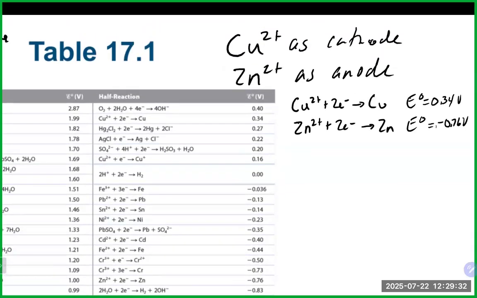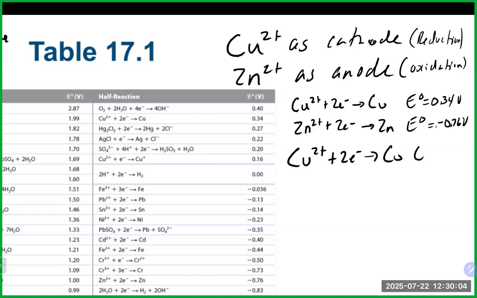So if in my made-up cell I wanted my copper to be my cathode and my zinc to be my anode, one of these reactions is actually written incorrectly for that. We know that at the cathode, reduction occurs, and at the anode, oxidation occurs. So the copper is written correctly, as a reduction reaction, which is what I'm looking for. But I want zinc to be my anode, which means oxidation should happen. The zinc here is written as a reduction reaction, so technically I would have to flip the equation I found for zinc in the table into an oxidation reaction, which would look something like this.